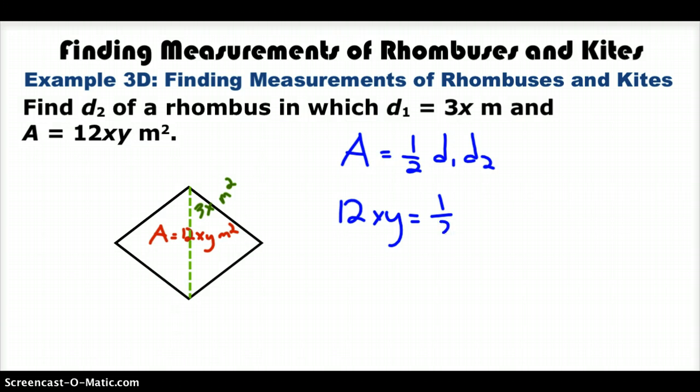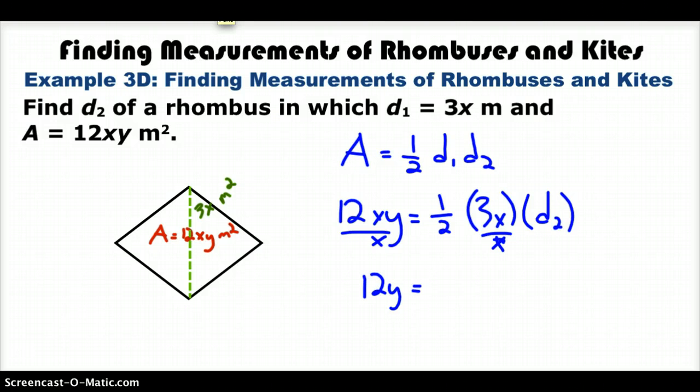We use 1/2 from our formula. Okay, diagonal 1 says that it's 3x meters, so I'll put 3x, then multiplied by diagonal 2. Okay, I'm going to use that trick from last time where I just divide both sides by x, and that will give us now 12y equals 1/2 times 3 times diagonal 2. Okay, now I'll simplify this a little bit. So 12y equals 3/2 times diagonal 2.